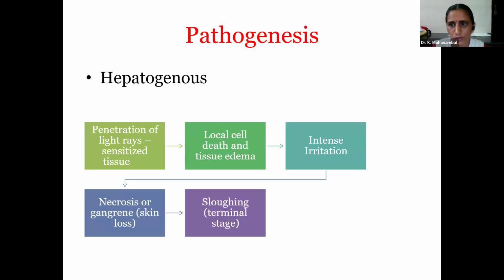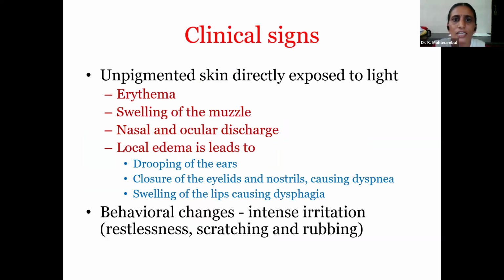Those photosensitizing substances sensitize the tissue when light penetrates. These substances will accumulate on the skin. So when sunlight enters the body, it will cause local cell death and tissue edema. The animal will show intense irritation, followed by necrosis and gangrene, and even sloughing of the skin. The sloughing will be there in the terminal stage of the disease.